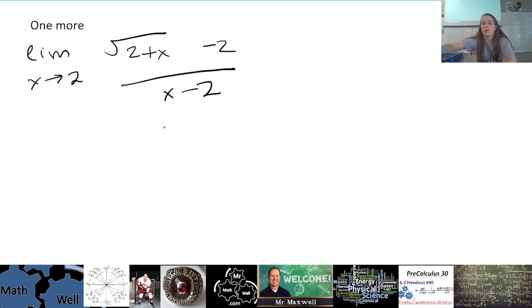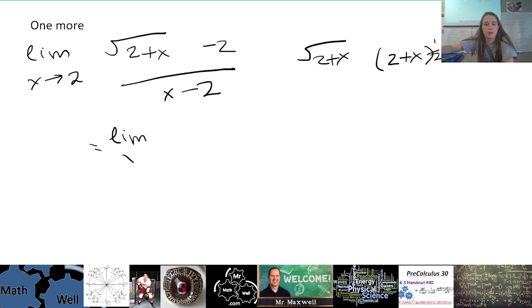Okay, let's do one last question. This one's a little bit more tricky, but we just need to keep in mind that root of 2 plus x can also be written as 2 plus x to the 1/2. That'll help us when we are taking the derivative. So this is going to equal the limit as x approaches 2 of, if we take the derivative of 2 plus x to the 1/2, we get 1/2 times 2 plus x to the negative 1/2, minus 2, all over 1.